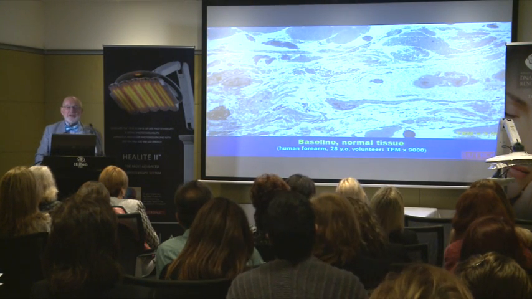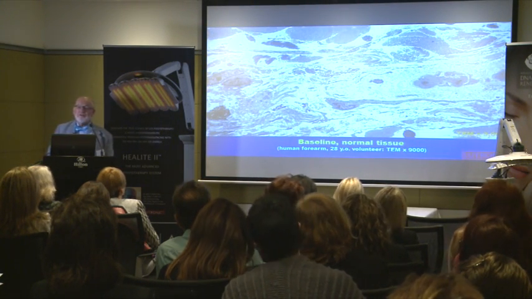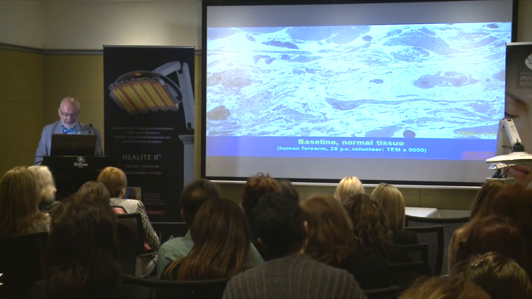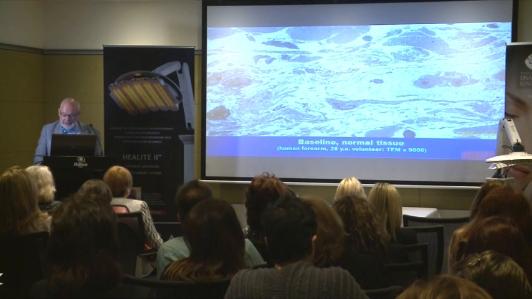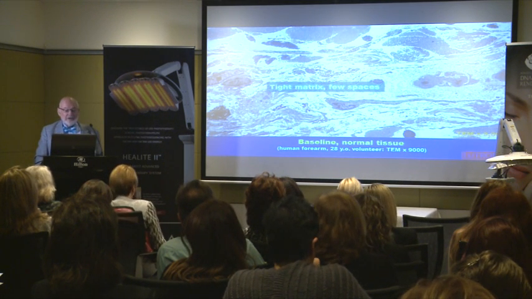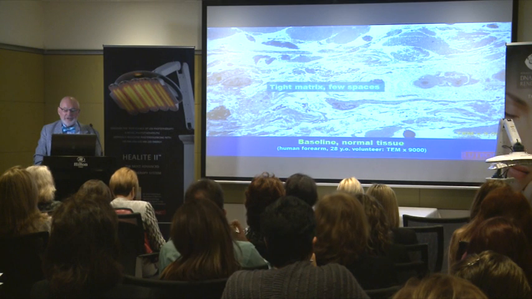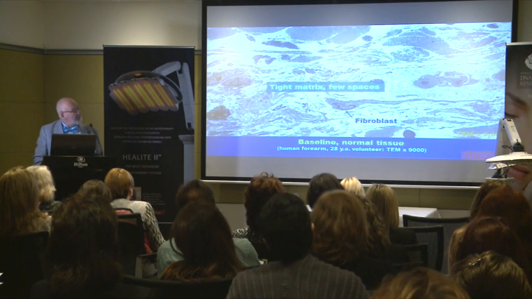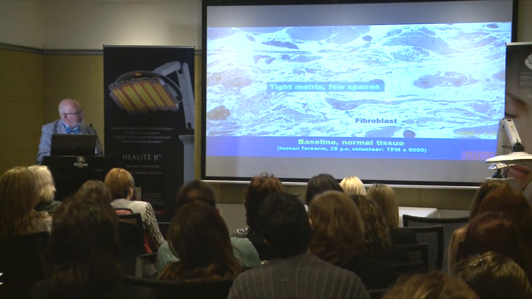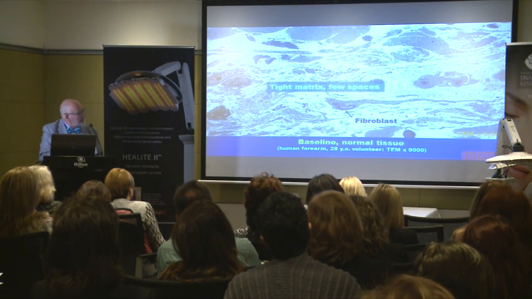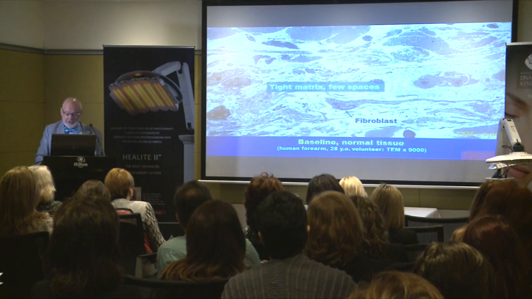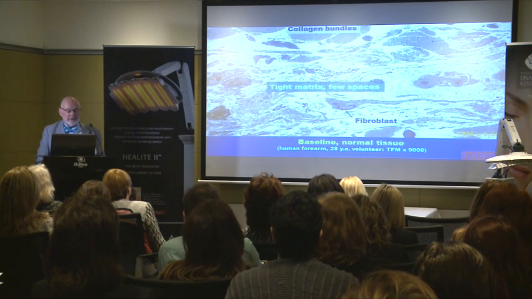This is a transmission electron photomicrograph of normal skin with a magnification of 9,000 times. And this is normal. It's a nice, tight matrix with very few spaces. And then here you see a fibroblast, and it's surrounded by collagen fibers here, and these are bundles which are in cross-section, so collagen bundles.